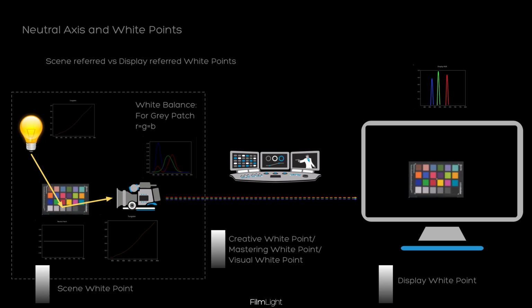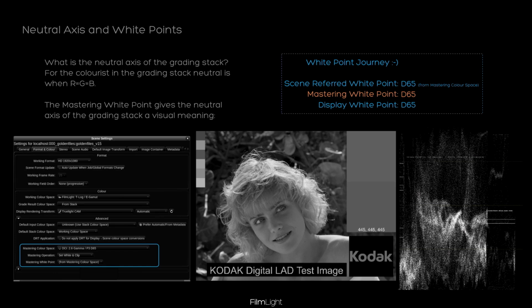Okay, imagine you want to create a black and white image. Black and white images are ideal for visualizing what happens to the neutral axis because we reduce the color volume to those colors only. The question might arise, what is the neutral axis of the grading stack in a scene-referred workflow? In scene-referred, the neutral axis just means that red, green and blue are equal. It does not yet have an obvious meaning on the display. Now the mastering white point is exactly that concept that specifies what scene-referred red equals green equals blue means visually.